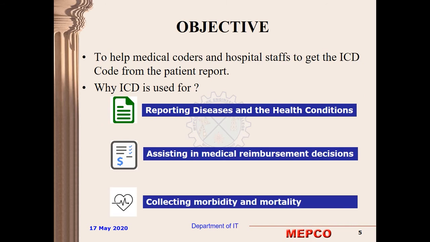What are ICD codes mainly used for? The ICD codes are used for reporting the diseases and health conditions, for assessing medical reimbursement decisions, for collecting morbidity and mortality data, for providing insurance based on the ICD code, and to transfer data from one hospital to another based on those ICD codes. This will help the medical coders and the hospital staff to get the ICD codes from the patient report.